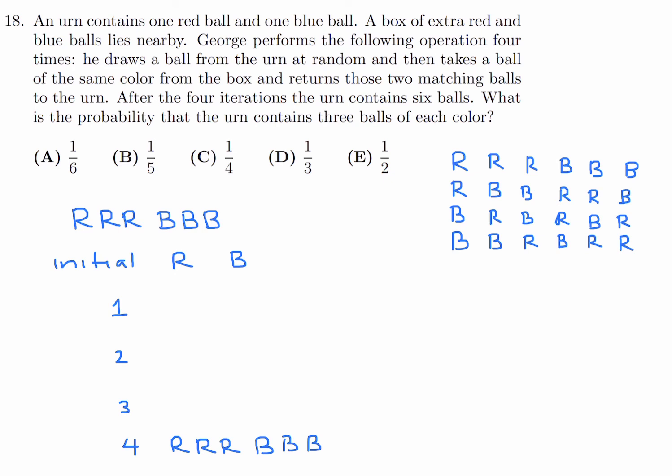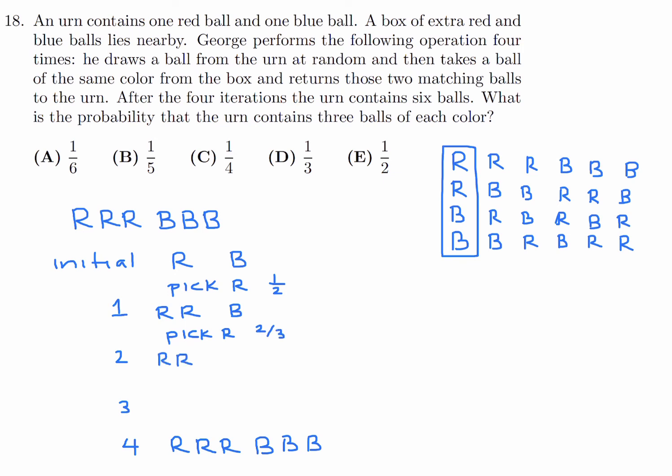Okay. Initially, there's one R and one blue. I'm concentrating on this one. So I want the next one to be an R. So the probability that I pick an R is a half. And when I do, it becomes R, R, and B. Now again, the next one I want it to be an R. So the probability that I pick an R here is 2 out of 3.